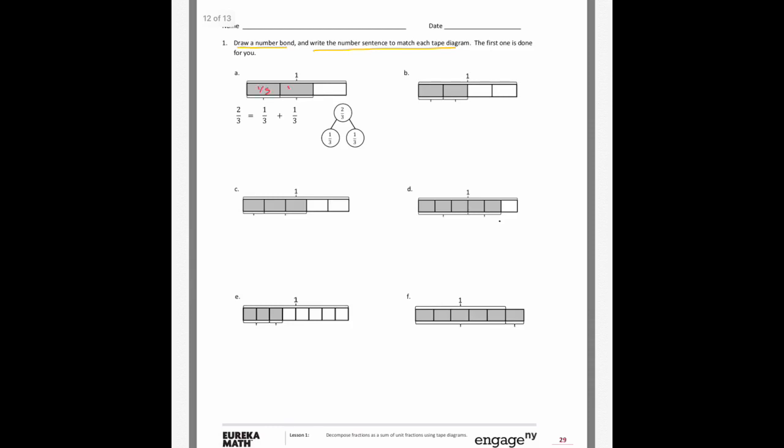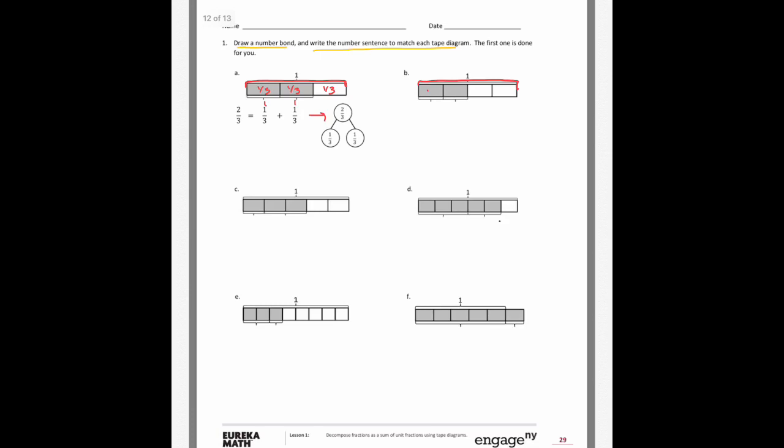Okay, in example A, they've done it for us. They're showing you that if the whole is made up of 3 parts, that means each part is 1/3. But they've only shaded in 2 of the thirds, and they want to show you that 1/3 plus 1/3 is going to give you 2/3, which they represented here with the number bond with 2/3 at the top being broken into 1/3 and 1/3.